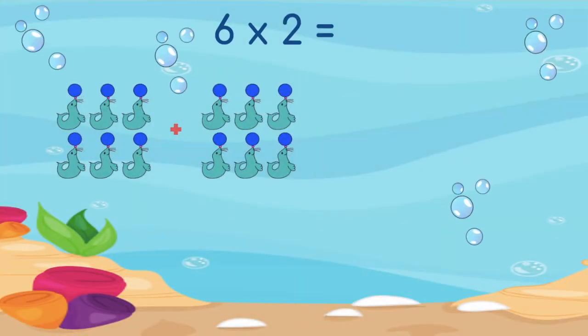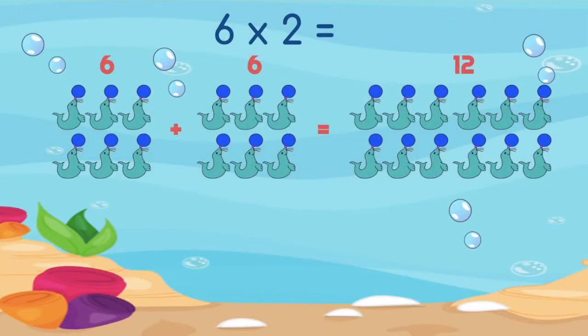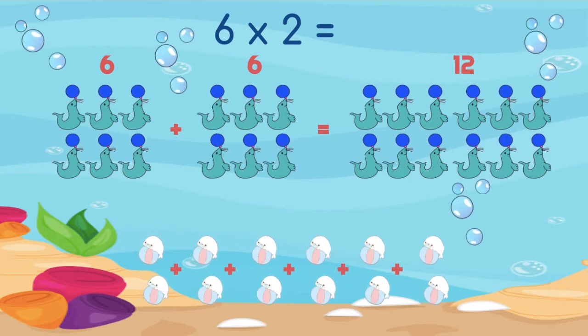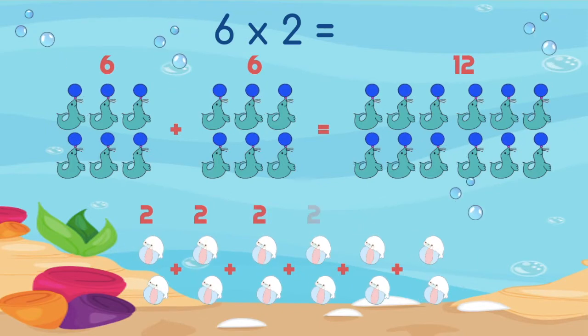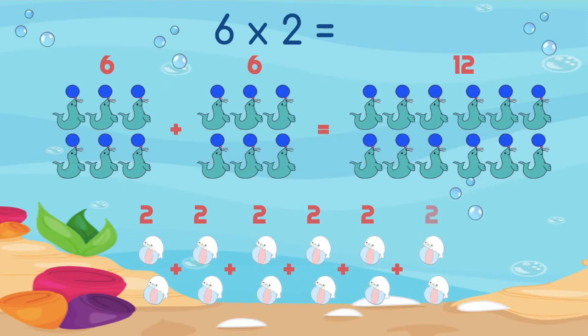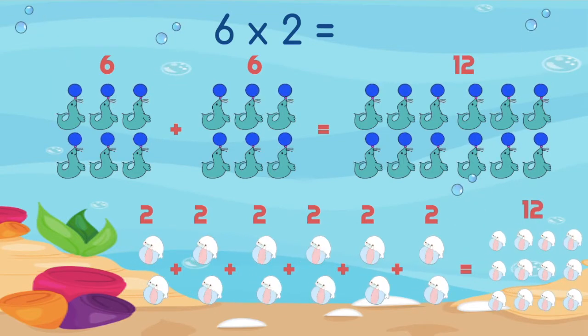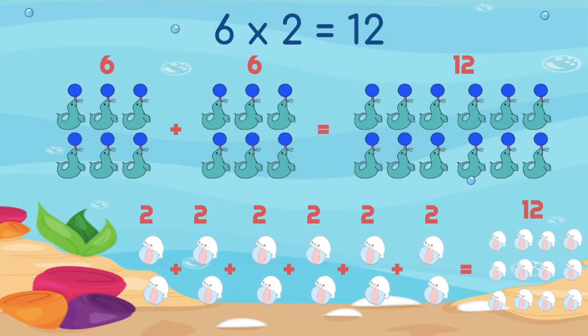For our next example, let's solve 6 times 2. We can add 6 to another 6. So that would be 6 plus 6 is equal to 12. Or we may as well add 2 6 times. So that would be 2 plus 2 plus 2 plus 2 plus 2 plus 2 is equal to 12. In short, 6 times 2 is equal to 12. You're doing great, learners!